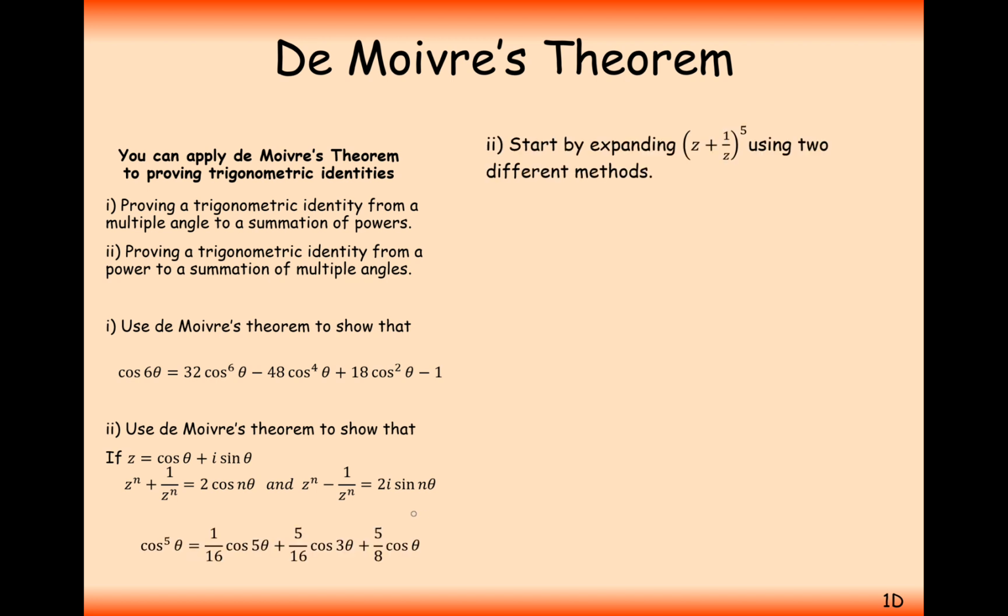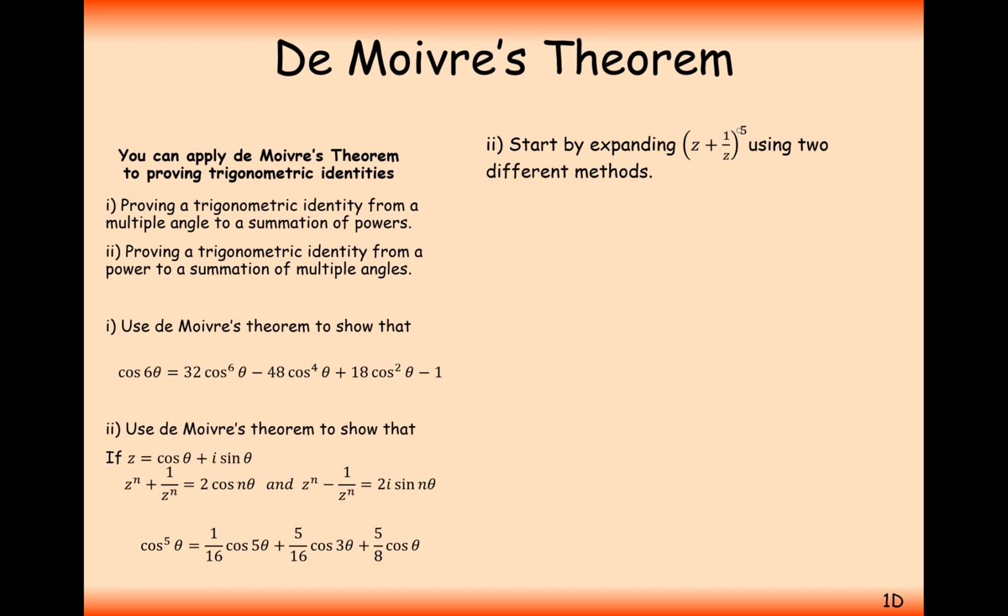So these four rules here are very important for the next stage of our working. And the question we're going to have a go at now is the one down the bottom left-hand corner here. Cos to the 5 theta is equal to 1 over 16 of a given expression. So that's what we're going to look to prove. And the method we're going to use for this is z plus 1 over z to the power of 5, and we're going to expand that using two different methods.